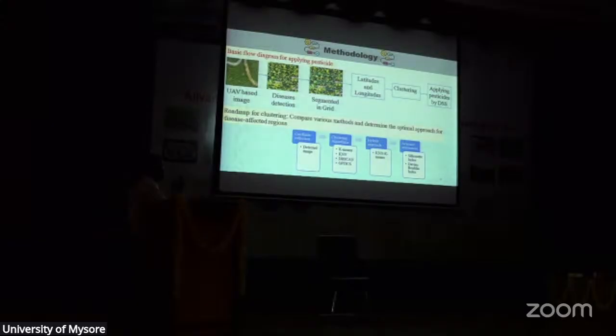I have collected the UAV RGB imagery from the tea field. After that, we use machine learning, deep learning and AI algorithms to detect the disease, and after that, segment the whole image into small sections and extract the latitude and longitude coordinates of each section of the image. After that, using the clustering technology for estimation of the disease hotspot. And after that, applying the pesticide, using the decision support system for applying the pesticides.